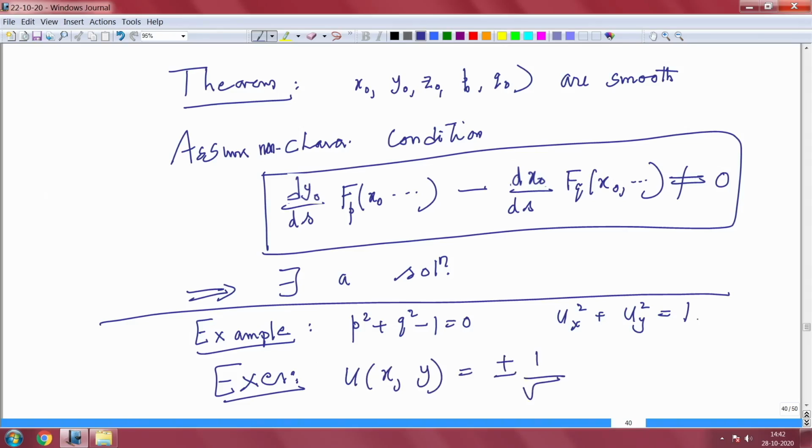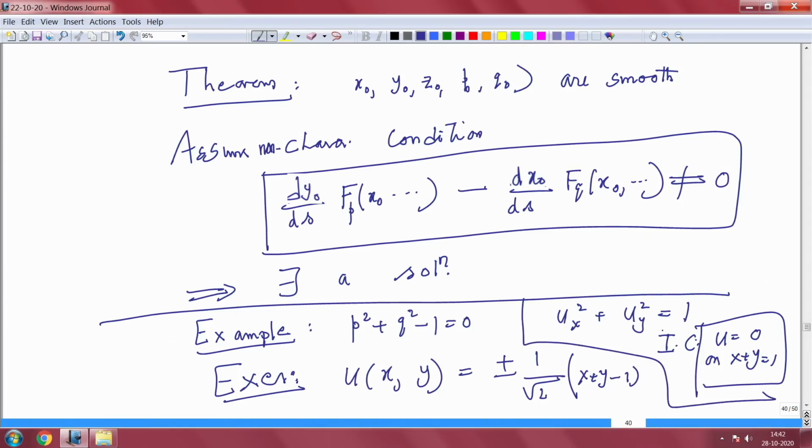The initial condition is u equal to 0 on x plus y equal to 1. This is your initial condition. So you can see that u of x, y is equal to plus or minus 1 by root 2 times x plus y minus 1. This is your PDE, these are your two solutions. The reason is that when you solve for q in terms of p, you get two solutions. You see, you do not have a unique solution.